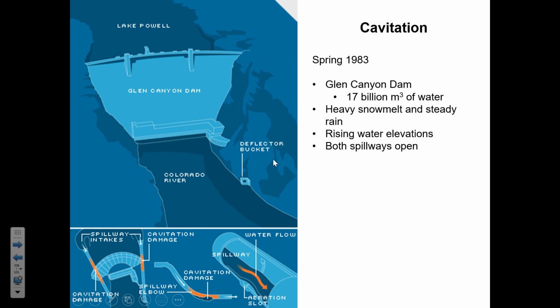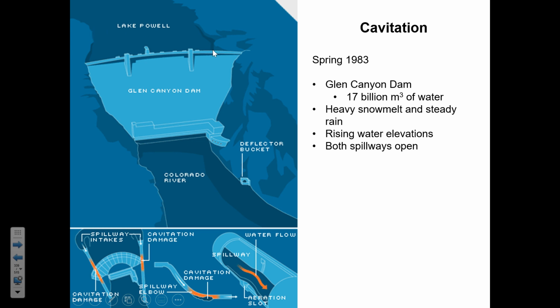Another kind of rarer instance where cavitation occurs is in the penstocks of large dams. And the penstock is just kind of a different name for the pipe that drains water from a lake through a dam. And back in the spring of 1983, there was a really, really wet spring combined with unseasonably warm weather. So it had been raining a lot and it suddenly got warm, so all the snow in the mountains started to melt in Colorado and Utah.